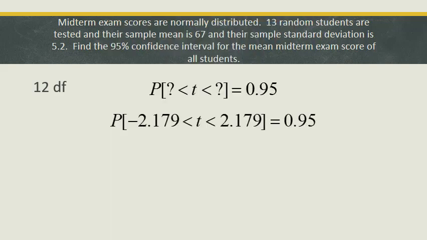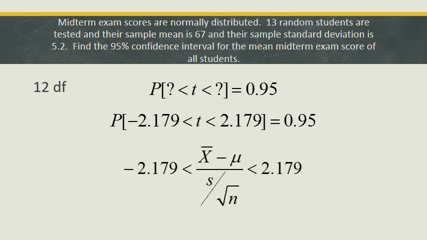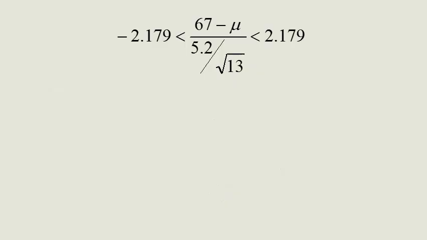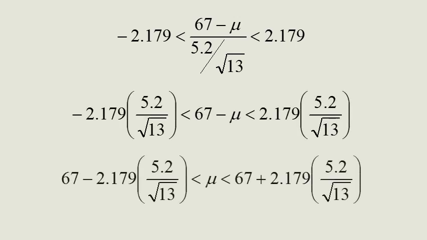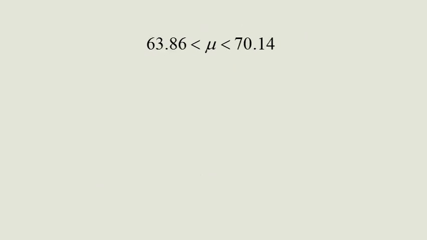So this is the probability that t is between plus and minus 2.179 is equal to 95%. Next, we're going to replace t with its formula, just like in the previous video. And then we're going to plug in all the values that we know: x bar, s, and n. We plug them in and we solve for mu, and eventually we arrive here. So mu is between 63.86 and 70.14, and there it is in interval notation. And this is the 95% confidence interval for the unknown mean of all students.